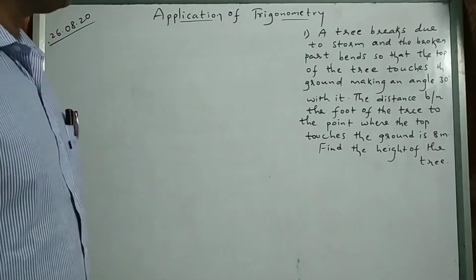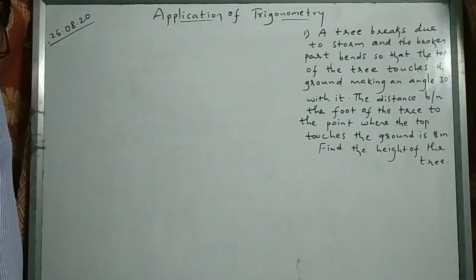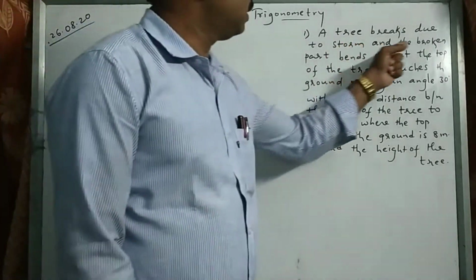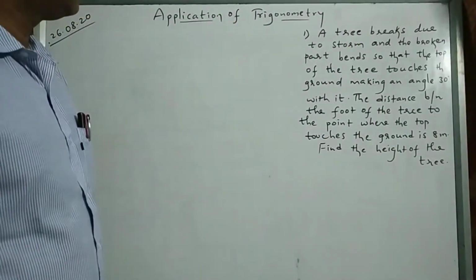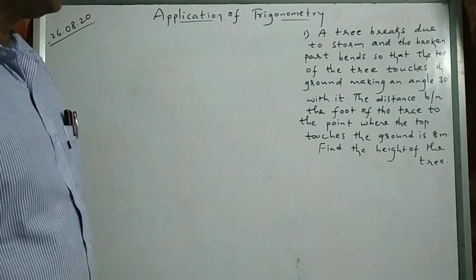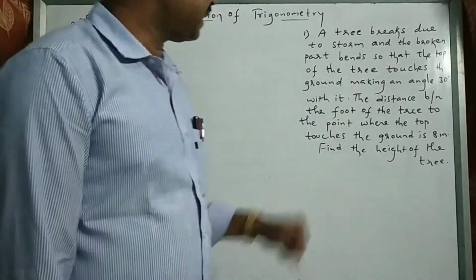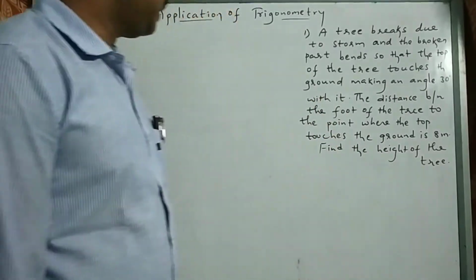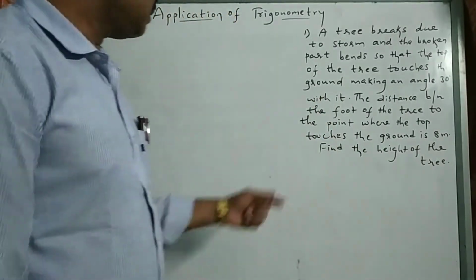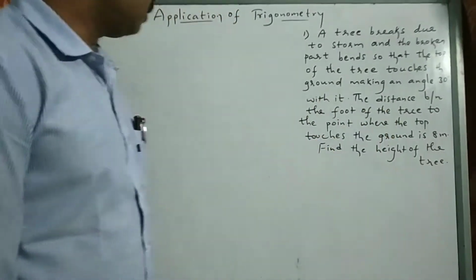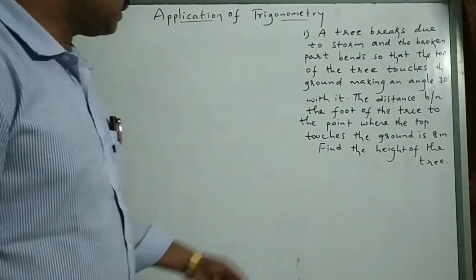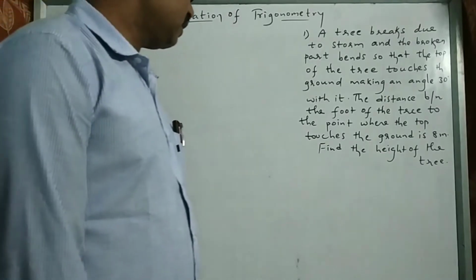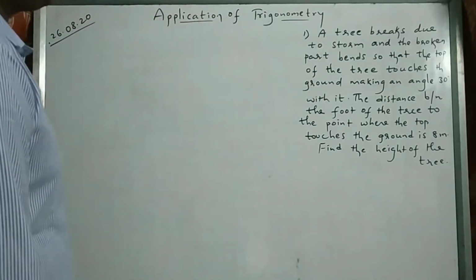Look at this problem. A tree breaks due to storm and the broken part bends so that the top of the tree touches the ground, making an angle 30 degrees with it. The distance between the foot of the tree to the point where the top touches the ground is 8 meters. Find the height of the tree.